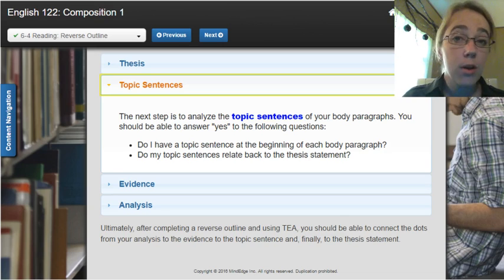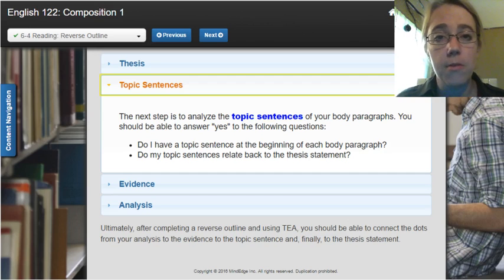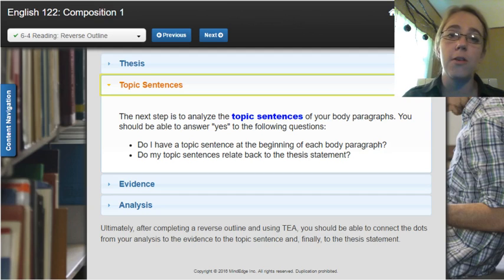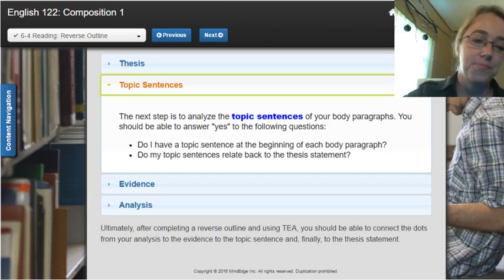We don't really want to preview, and "in this paragraph I will be talking about" is a preview statement. We want to avoid that, but do make sure that we have strong topic or introductory sentences for each paragraph and make sure that they tie back to our thesis statement.